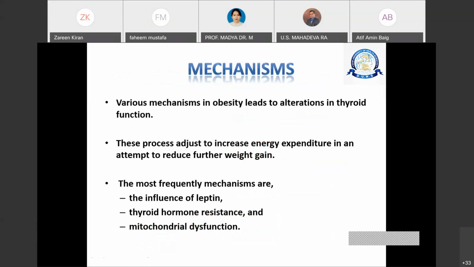So how is this really happening? Why is obesity arising in altered thyroid function? There are various mechanisms, and I'm sure they are still being studied and researched. The main aim behind the altered mechanisms is to increase energy expenditure in an attempt to reduce the weight gain which is happening. The most frequent mechanisms I went through were the influence of leptin, which I've already talked about, thyroid hormone resistance, which I'm going to go through quickly in the next few slides, and a very broad topic, mitochondrial dysfunction. These are the points I came across, but I'm sure there may be others.